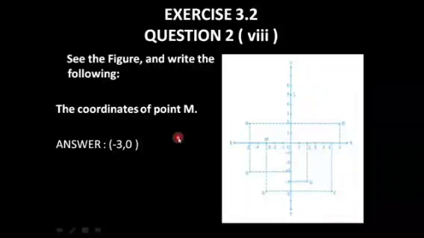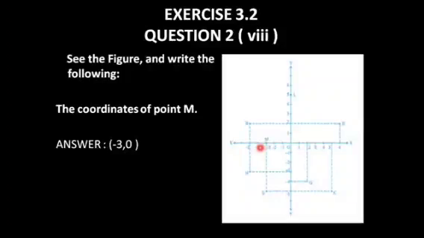Coming to the last question of this exercise is to find the coordinates of point M. Where is the alphabet M? Here it is. We have been asked to find the coordinates of point M. And if you could observe, M is a point which is actually on the x-axis. To be correct, on the negative x-axis. And precisely it is at -3.